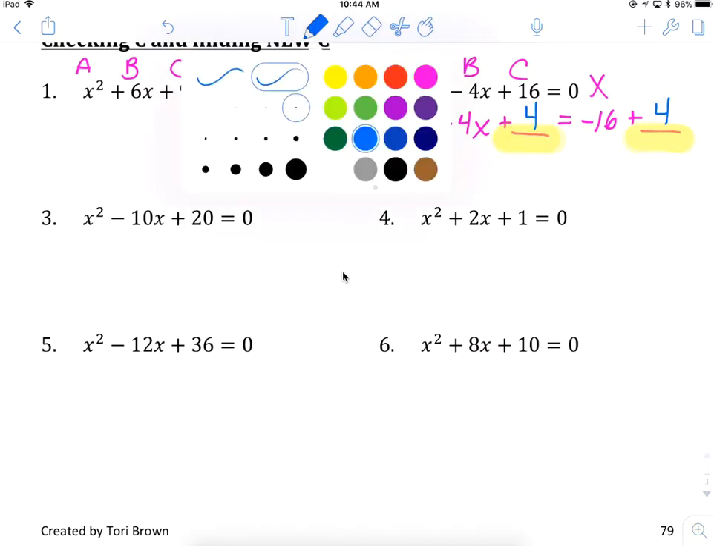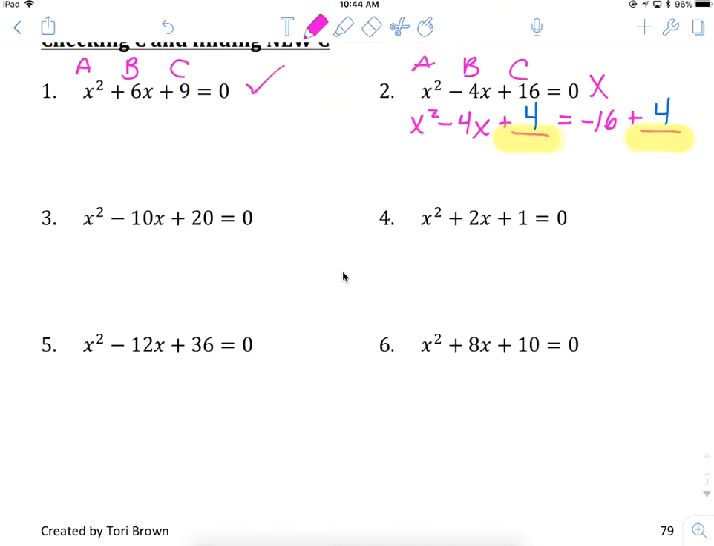Let's try number 3. On number 3, my question is, if I cut B in half, what would we get? -5, right? -5 squared, would that equal C? No, it wouldn't. So here's what we do.